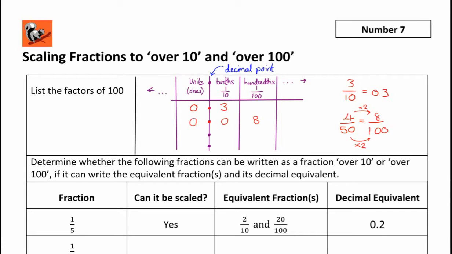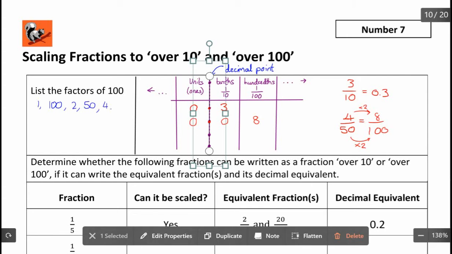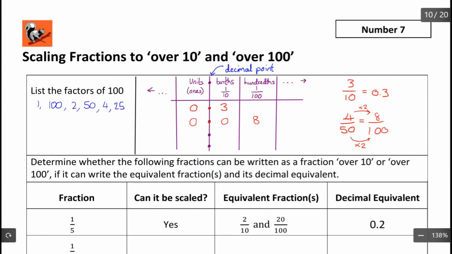So let's go for the factors of 100. Always list factors in pairs, it's much easier. So 1 and 100. What times 2 makes 100? 2 and 50. 3 won't go into it. 4 will: 4 times 25. 5 times 20. 6 won't. 7 won't. 8 won't. 9 won't. And 10 will: 10 times 10. So I'm just going to list 10 once. In ascending order: 1, 2, 4, 5, 10, 20, 25, 50 and 100.